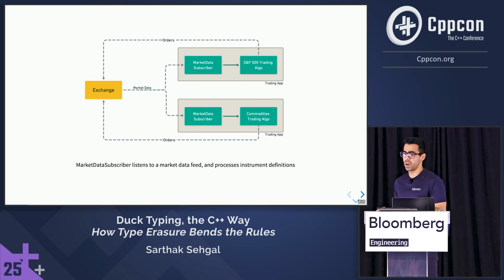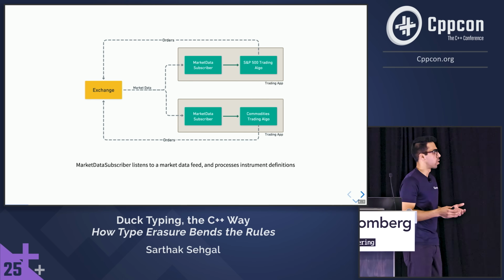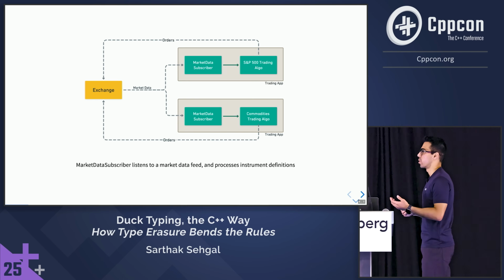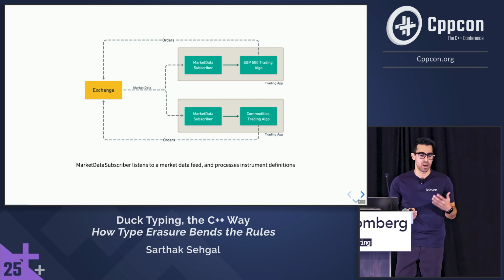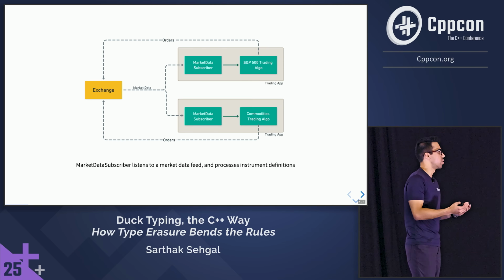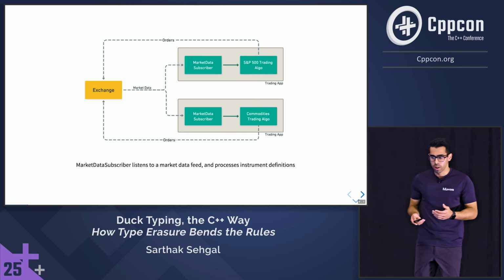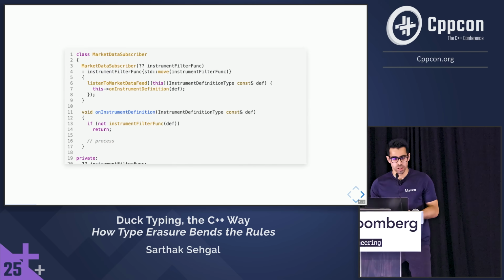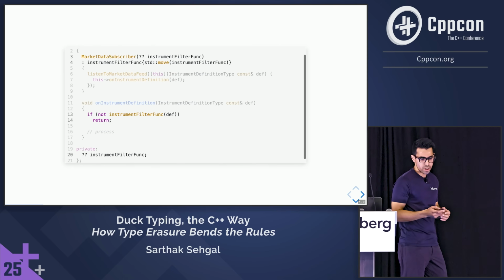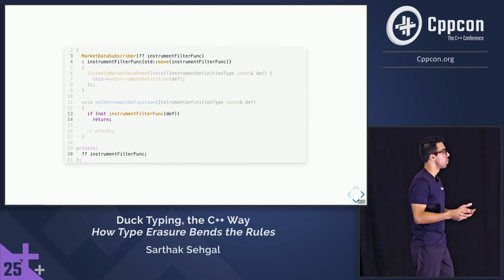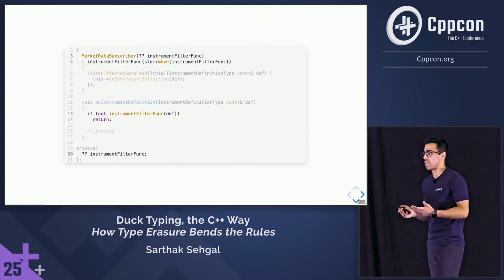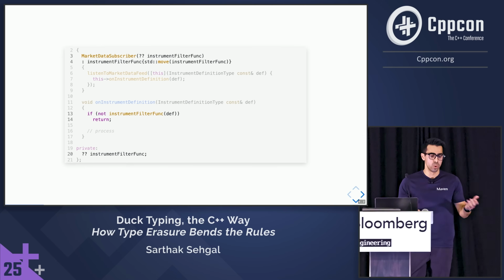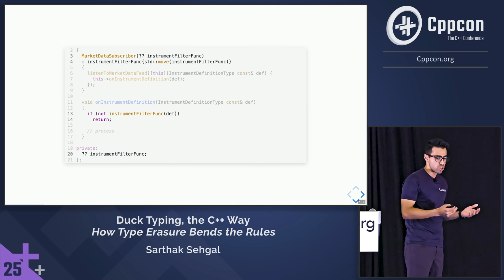Now, the goal is that we want this market data subscriber class to be a common concrete class, but filter out different instruments. So the client should be able to pass a callback to this class upon construction and provide a filter function for the instruments. It's a common class that allows filtering of the instruments, and it looks something like this. The constructor takes in an instrument filter function. This function has a signature that takes an instrument definition type and returns a Boolean, whether to filter in or filter out.